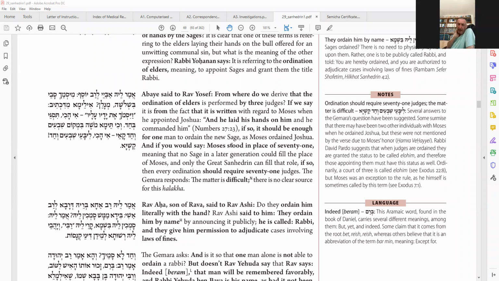But by the way, there is an earlier reference to Moshe being referred to as Elohim. Okay, where's that? Also Shemot, chapter 4, verse 16. Okay, let's have a look at that. Chapter 4, verse 16.